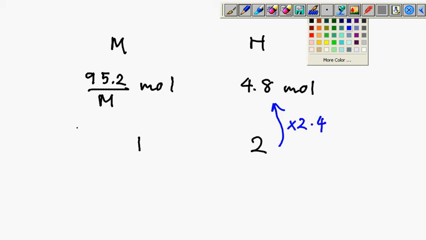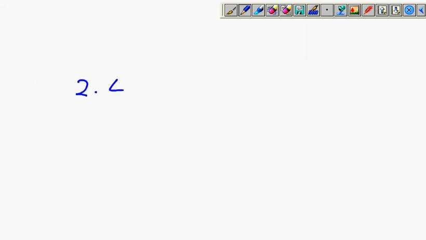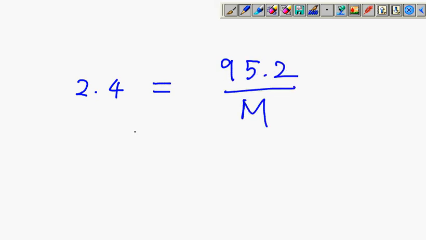The same thing, if you multiply 2.4, you get an answer of 2.4, and that equals to 95.2 divided by M. As we go to the new page, we can write this: 2.4 equals to 95.2 divided by M. So M is actually 95.2 divided by 2.4. That will give you 39.6. Alright, so we just round it off to 40 gram per mole, the molar mass of M.